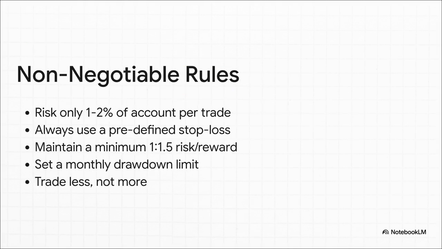But listen to me on this. Automation is only as good as the risk rules you build into it. These rules right here, they are non-negotiable. Your strategy's edge only works over the long run if you protect your capital today. Things like risking just 1 or 2% per trade and always using a stop loss, these aren't suggestions. They're the bedrock of survival and success.